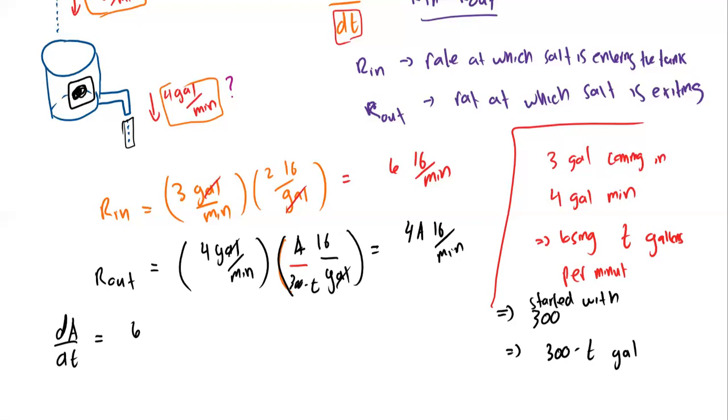So we have 6 pounds per gallon, pounds per minute, that's the rate in, minus the rate out, which is 4A pounds per minute. So this is our differential equation. Oh, and I forgot the denominator, sorry. 300 minus T. So that is our differential equation.